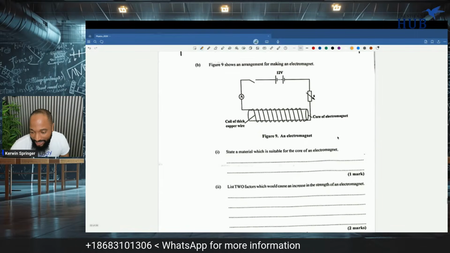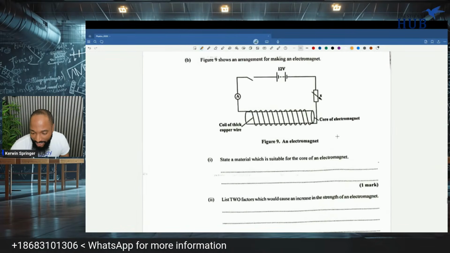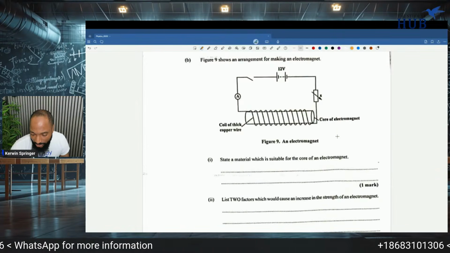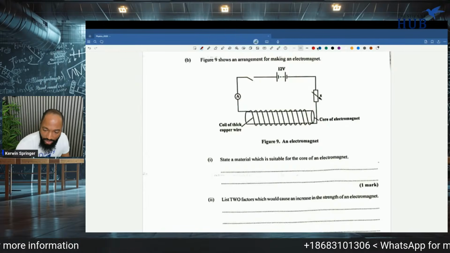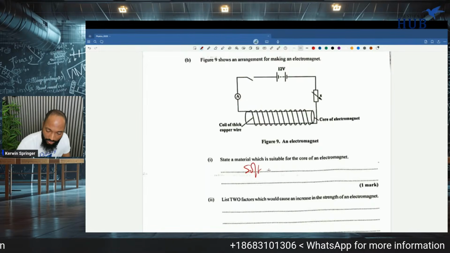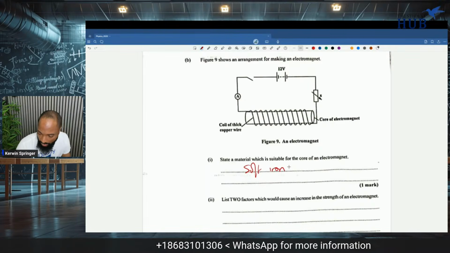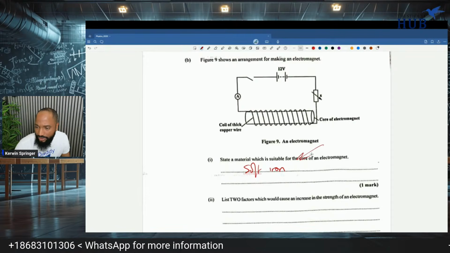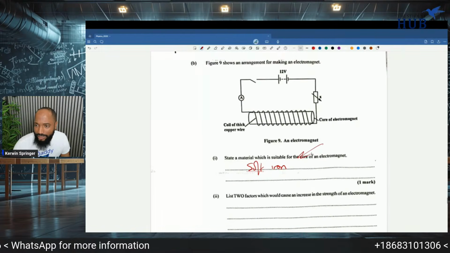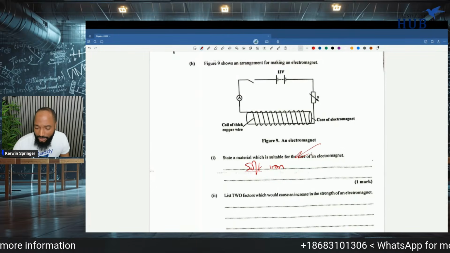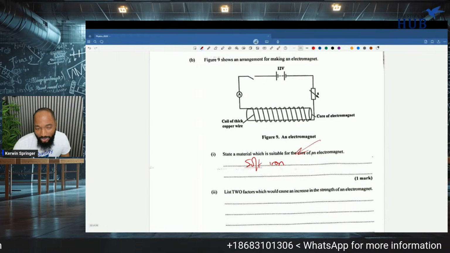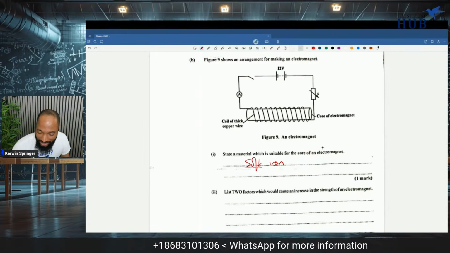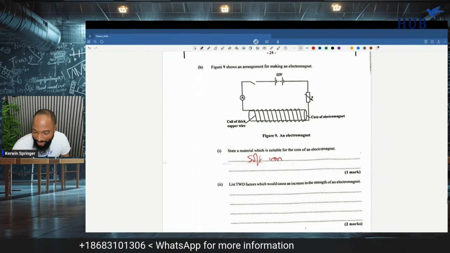So figure 9 shows an arrangement. State which material, so soft iron, armature. I find like this actually this real plenty. Yeah, man, big up all the SCA people. A whole bunch of SCA people just coming here, but we're doing some physics right now, so I don't know if I want to stay and pay attention quietly.